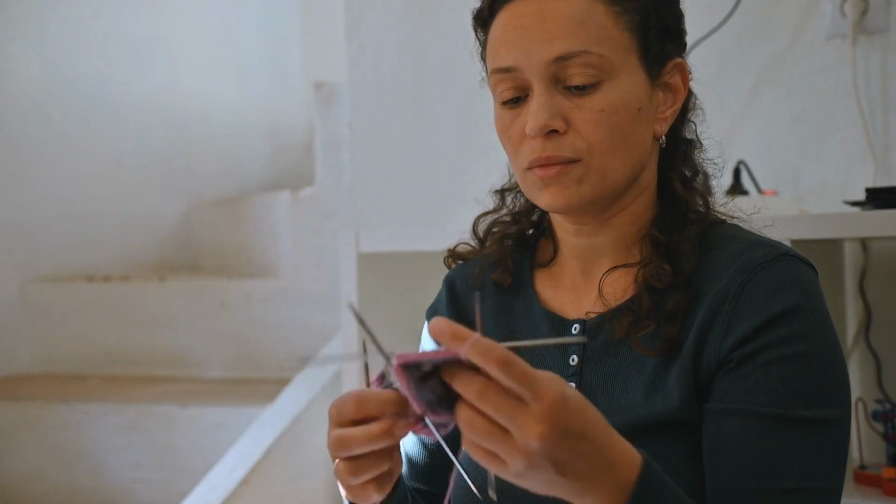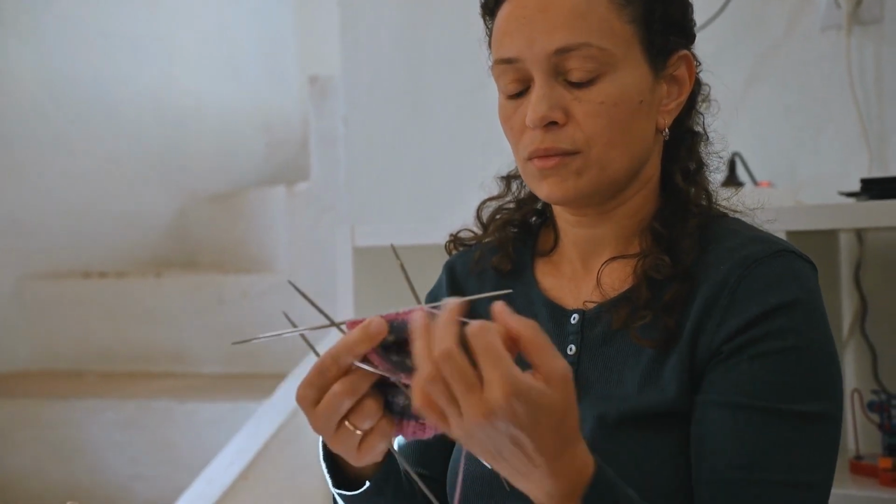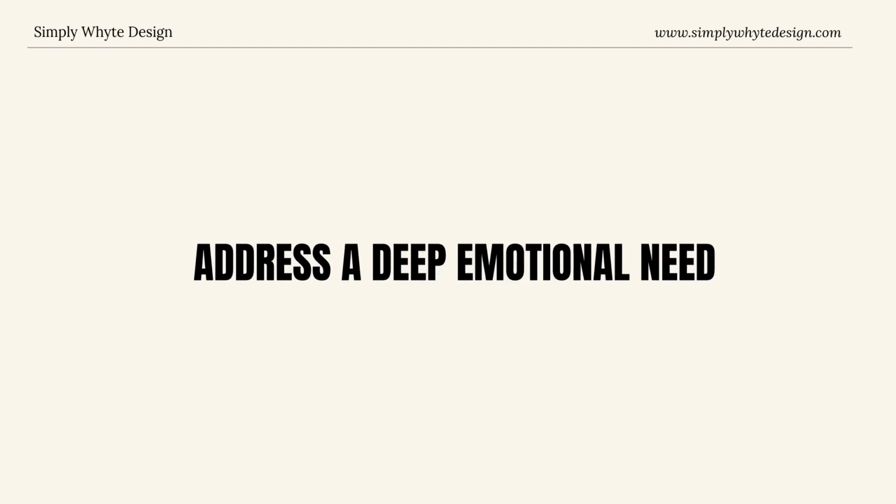For example, let's say somebody struggles with anxiety and you show them some crocheting techniques that can help them calm their nervous system. That's a way more powerful problem to solve than just teaching somebody how to crochet stitches. One addresses a deep emotional need, while the other is just a nice to have skill.